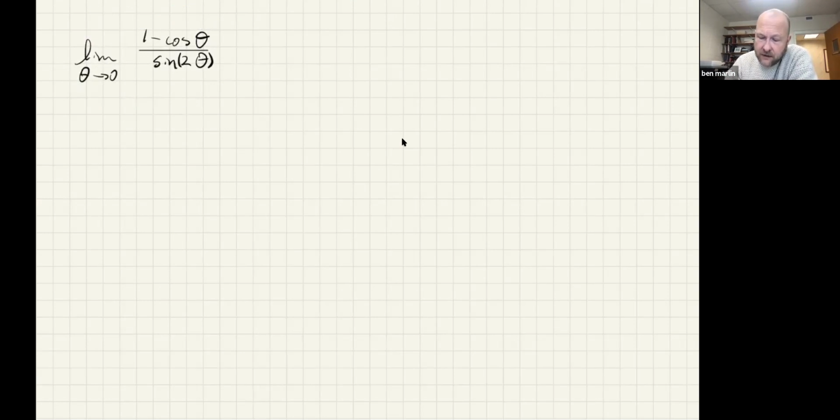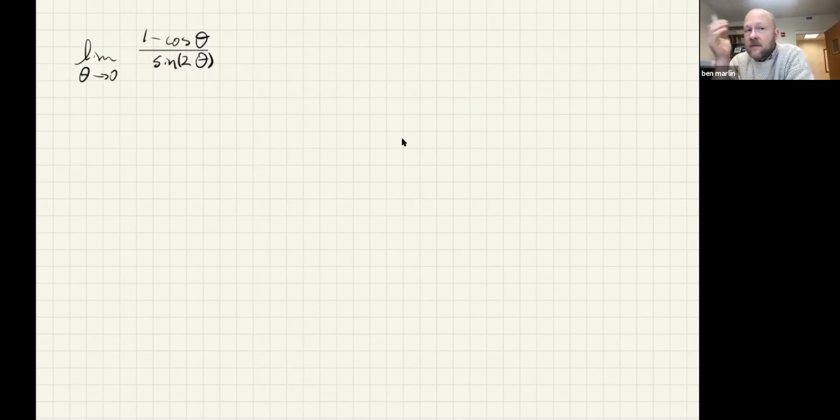So the first thing that we would do is to plug theta equals 0 in. The sine of 2 times 0, well, 2 times 0 is still 0, sine of 0 is 0, so our denominator is a 0. That's looking bad, right? The numerator, we have 1 minus cosine of theta. As theta is going to 0, the cosine of theta has to go to 1. So the top is going to be 1 minus 1 or 0. So we have a 0 over 0 case to deal with, and we have to figure out what to do.